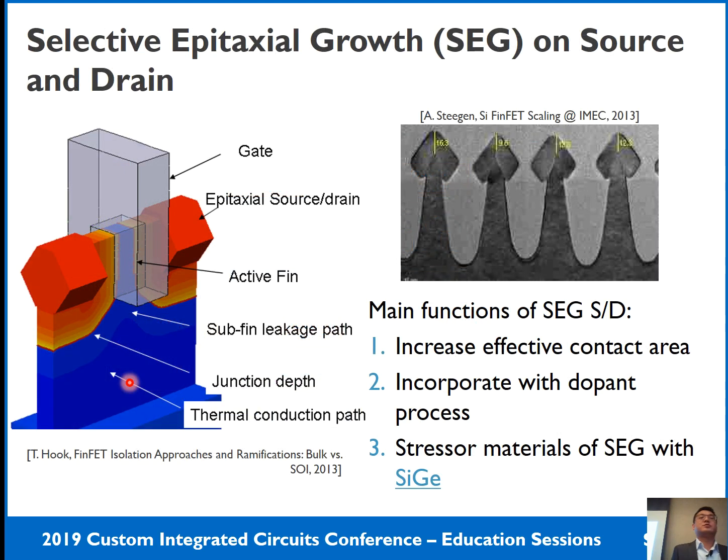Then the second process option is selective epitaxial growth on the source drain side, as shown here. The purpose of this process option is first to increase the contact area by this diamond shape on the surface, and also to incorporate the dopant process. During the epitaxial growth, in situ doping will happen. Third, this process option can provide strain material for the silicon channel, by replacing the traditional silicon epi with silicon germanium material.